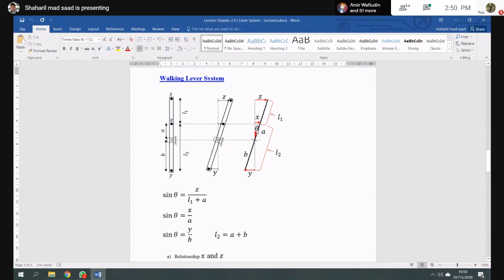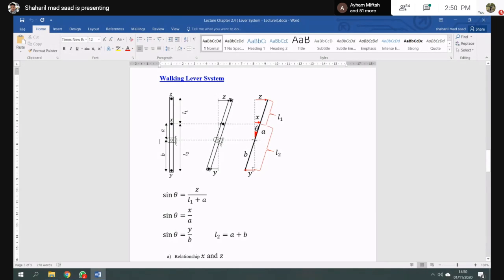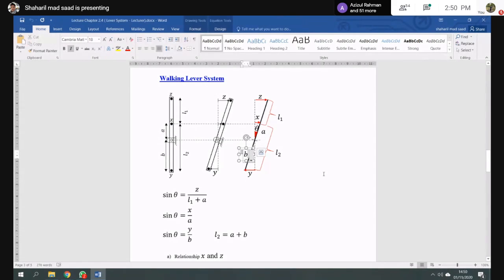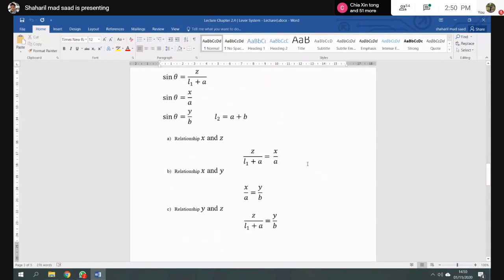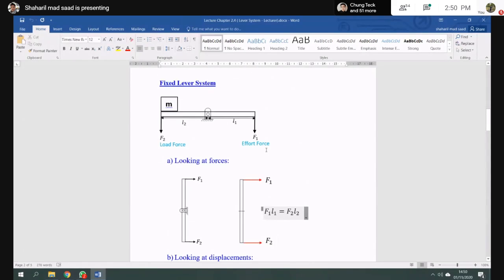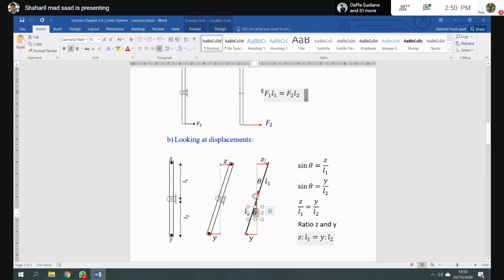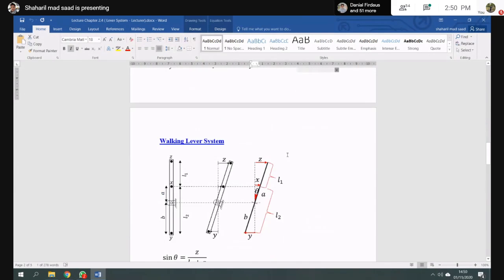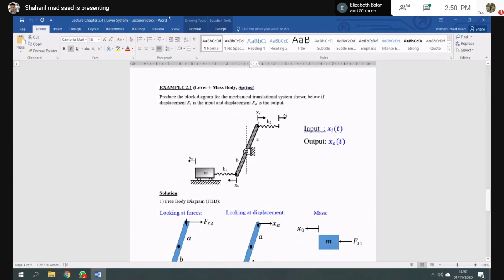Then you also have sine theta equal to X over A, and also sine theta equal to Y over B. So the relationship between all these three parameters goes like this. This one is simple. When you have the lever system, you will play around with sine theta, because you want to find the relationship between the displacement and the length. So let's go through this example.